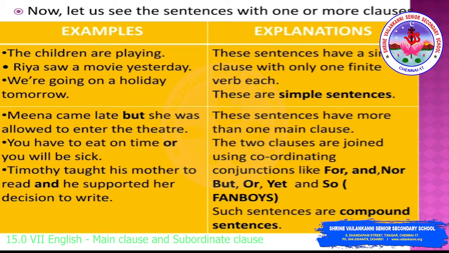The second one is a compound sentence, which has two main clauses joined using coordinating conjunctions like for, and, nor, but, or, yet, and so. The examples are: Meena came late but she was allowed to enter the theatre. You have to eat on time or you will be sick. Timothy taught his mother to read and he supported her decision to write.